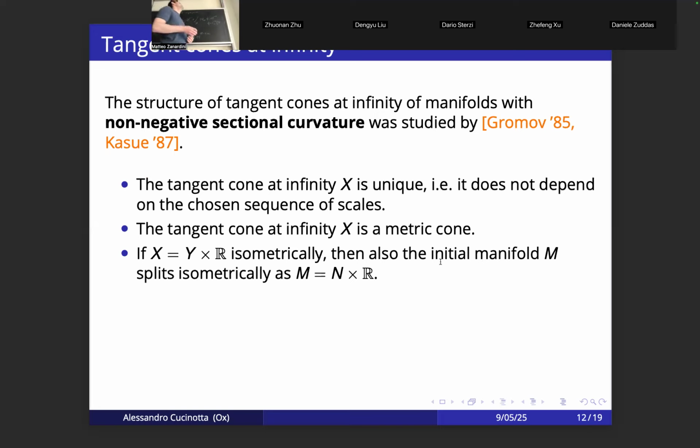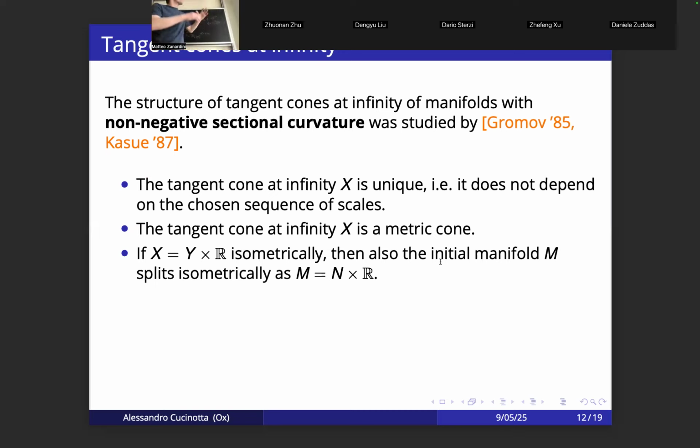The tangent cone at infinity of a manifold with non-negative sectional curvature is unique, so it doesn't depend on the sequence of rescalings that we pick. The second comment is that the tangent cone at infinity is actually a metric cone, so it is a metric space which has the structure of a cone. And in particular, it's going to be a metric space that's invariant under rescalings of the metric. And then the final important point is that if we are able to say that the tangent cone at infinity splits isometrically as a product of some metric space times R, then also the initial manifold will have this structure. So also the initial manifold will be of the form N times R.